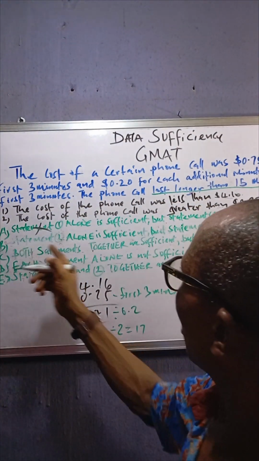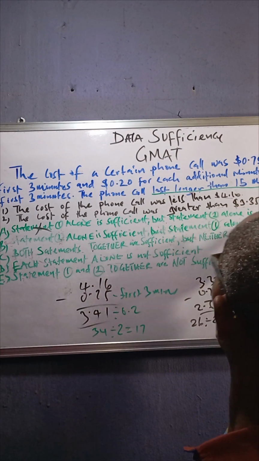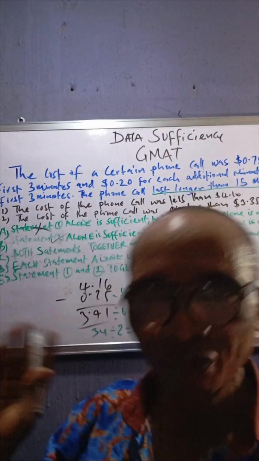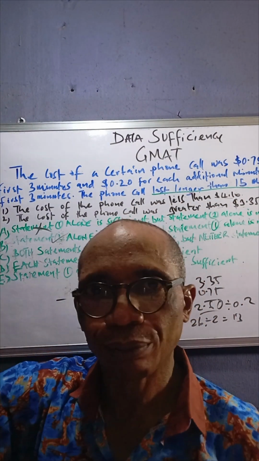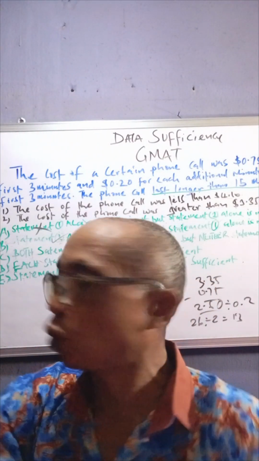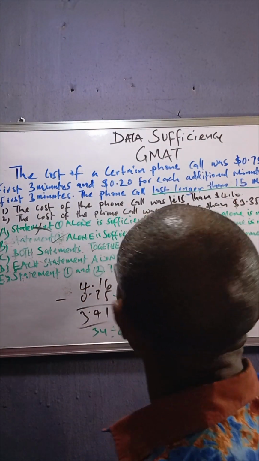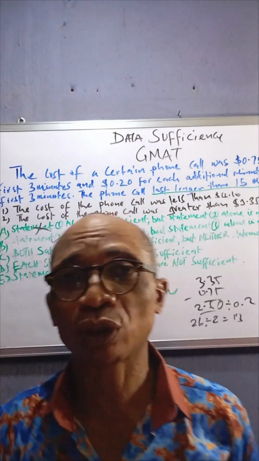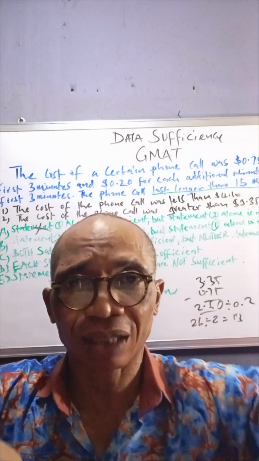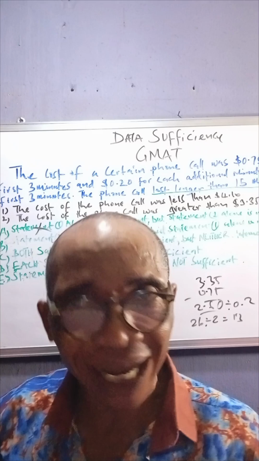Then we come here: statement 2 alone is sufficient, but statement 1 alone is not sufficient. We mark this first, but we are progressing because the most correct is the one we choose. We go to C: both statements together are sufficient. Wrong. Both statements together are not sufficient, because statement 1 is not sufficient, but statement 2 is sufficient.